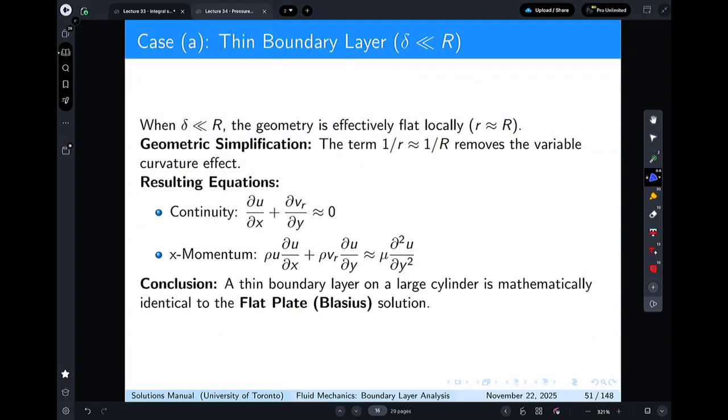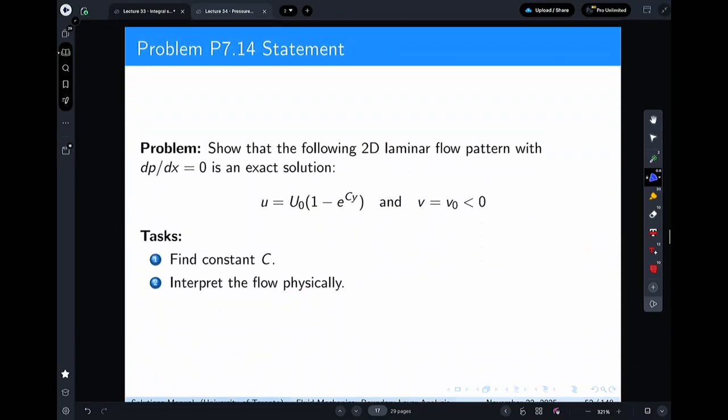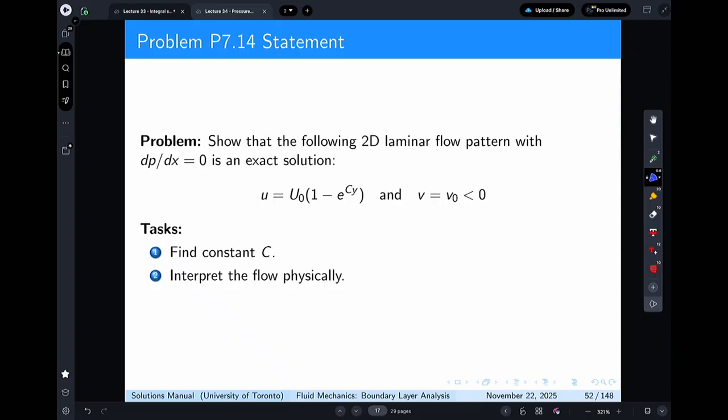So in the second case, nothing's really there. It's just really the curvature is not playing a role. Here, the curvature is playing a role. I guess we're going to continue with that.